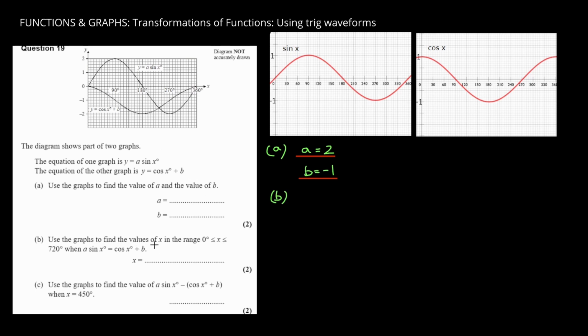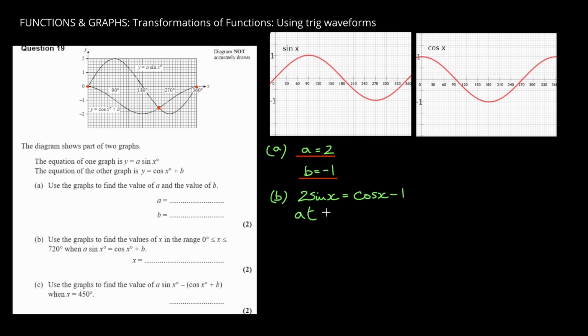Use the graphs to find the values of x in the range of 0 to 720, the values of x where the two curves meet. Well, one meeting point is clearly this point. Another meeting point will be 0, and another meeting point will be 360. Notice by these inequality signs, they're including the 0 and 720, so we've got 3 meeting points already. So using our values for A and B, I can say that 2 sin x equals cos x minus 1 at, well, let's have a look at our 3 meeting points already.